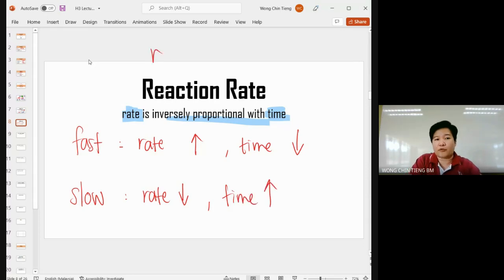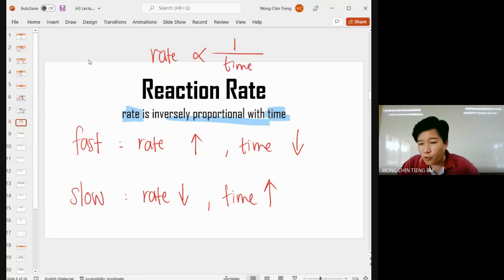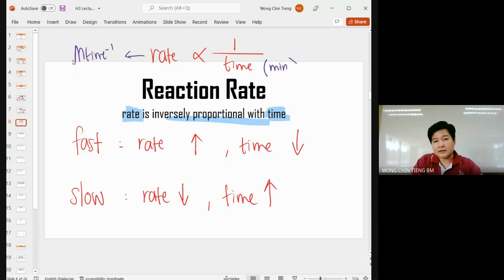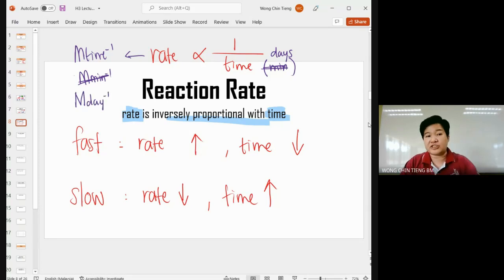In other words, your rate will always be inversely proportional with the time, no matter what reaction, no matter what is the unit of time. Saya suka cerita pasal unit sebab budak akan kira betul tapi salah sebab unit salah. Rate, unit dia mesti adalah molar per time. So kalau time saya kat sini minute, rate saya akan jadi molar per minute. Okay? Kalau time saya kat sini adalah days, unit saya akan jadi molar per days. Okay? So dia akan change lah accordingly.